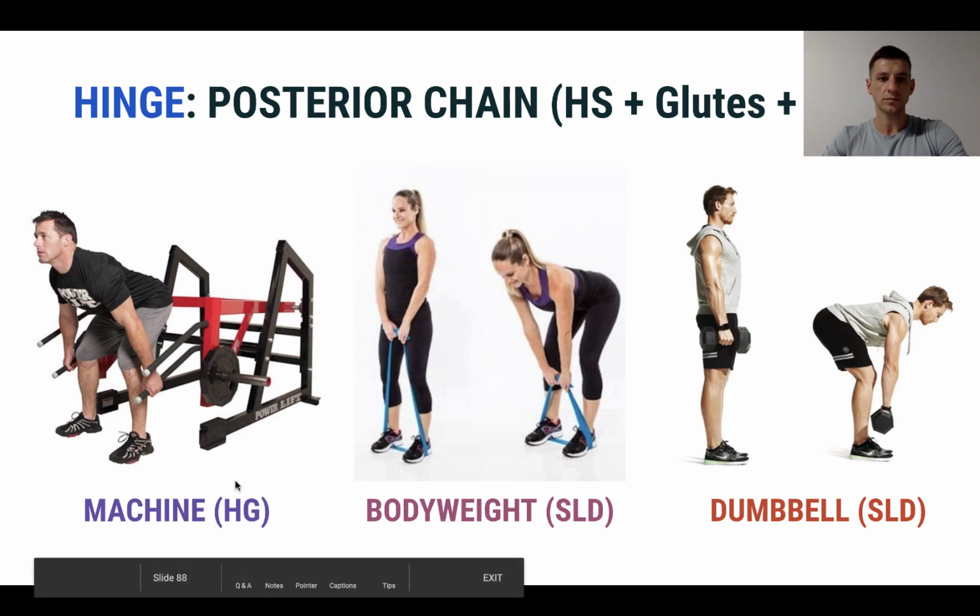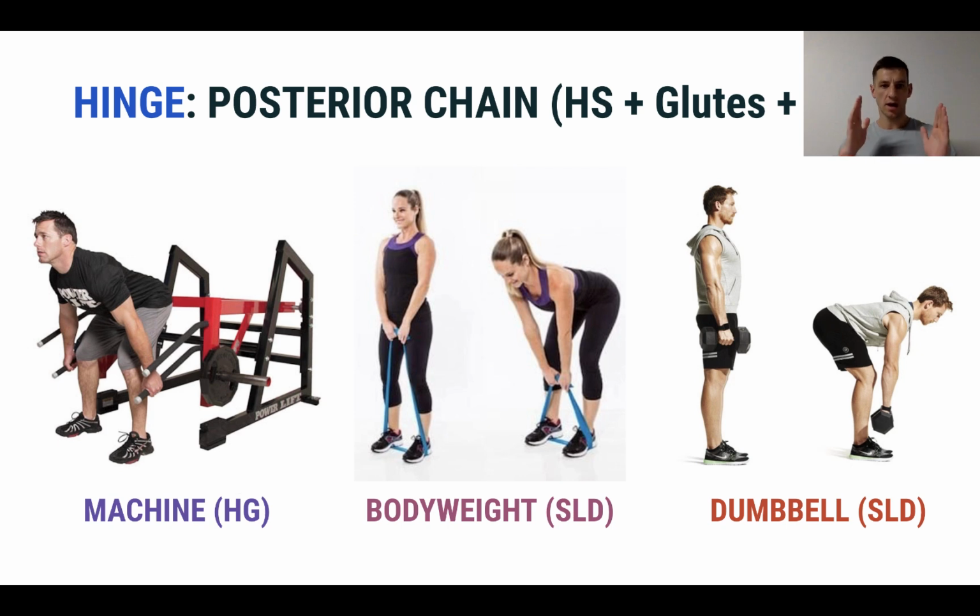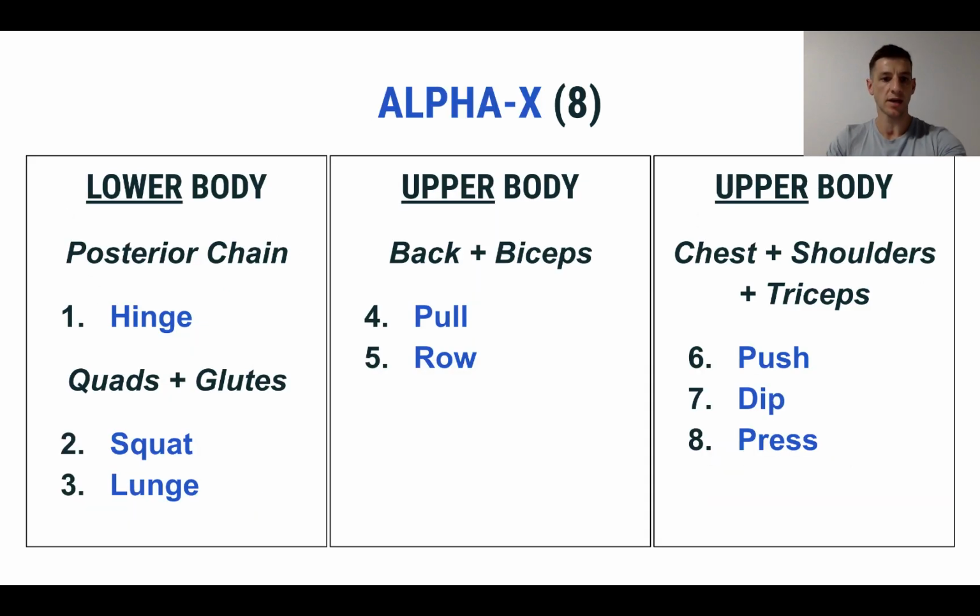So I'm going to show you now an exercise for posterior chain here, going through a machine, a body weight, and a free weight for each. So you can kind of see what that looks like. And then as we build this program together, you'll see that you will have a certain preference for certain movements, and you won't necessarily be just body weight or just machines or just free weights. Usually, it will be a combination of them because, and we'll get to that in a later slide.